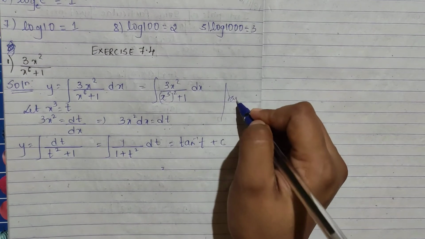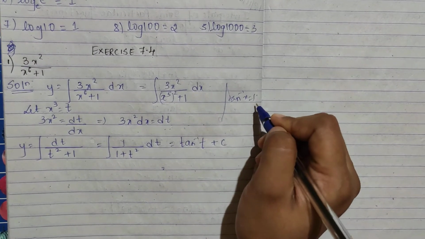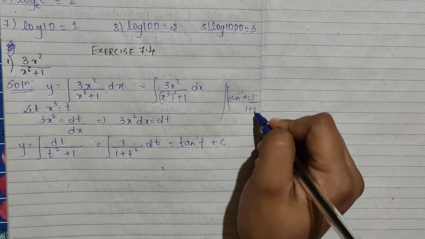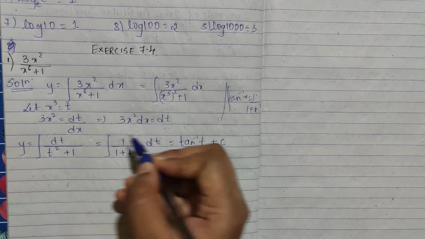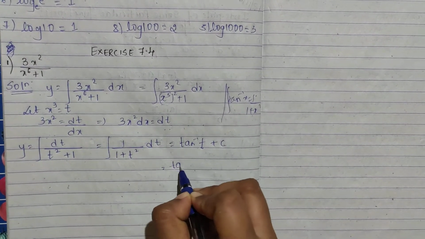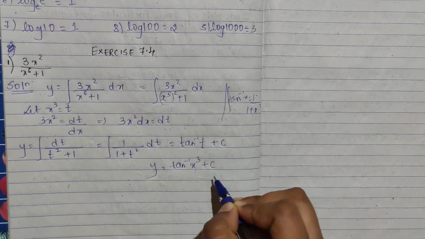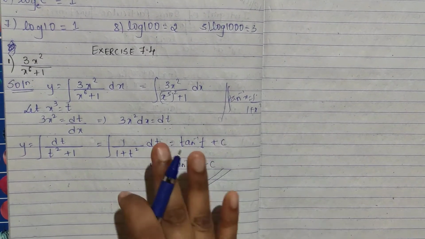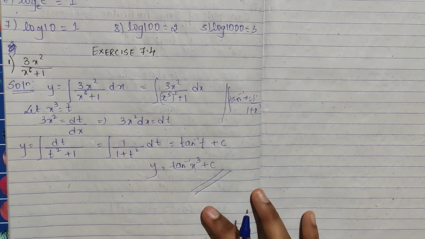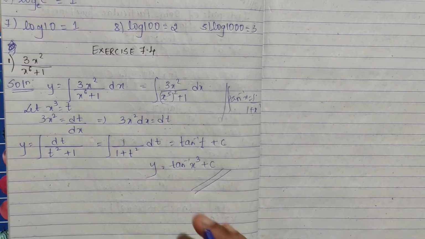The integration of 1 by 1 plus x square is tan inverse x, right? So t is substituted by x cube, so it will be tan inverse x cube plus c. So you are getting y. See, here we didn't need to use the formula, but in the further parts we may use it.